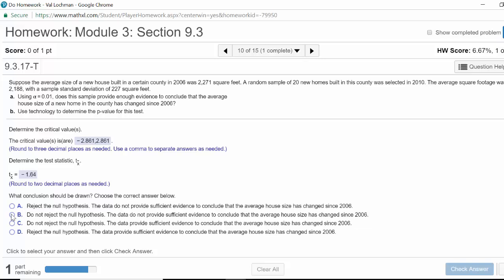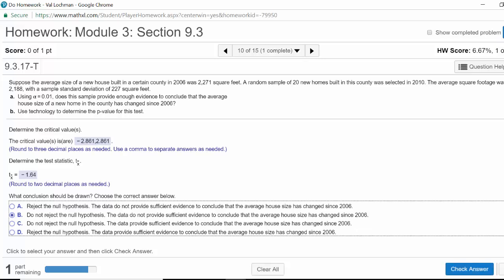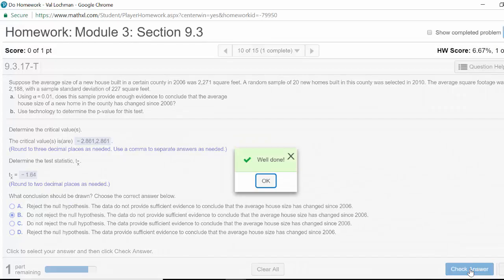So the question is, which part is correct? When we do not reject the null hypothesis, we don't have sufficient evidence to support the alternative. So we're going to go with option B. Do not reject the null hypothesis. The data do not provide sufficient evidence to conclude that the average house size has changed since 2006. In simple language, this means that 2188 square feet is not different enough from 2271. Let's check the answer.